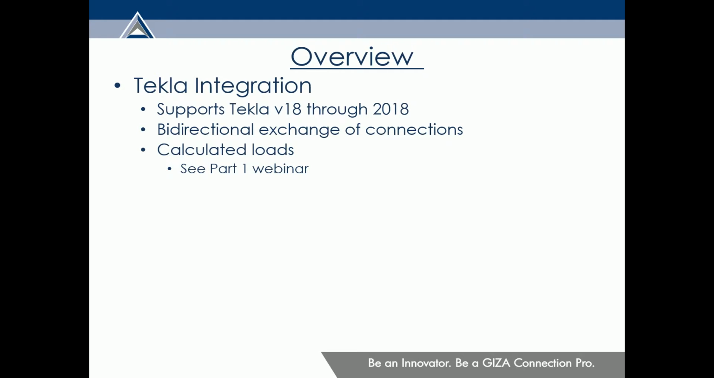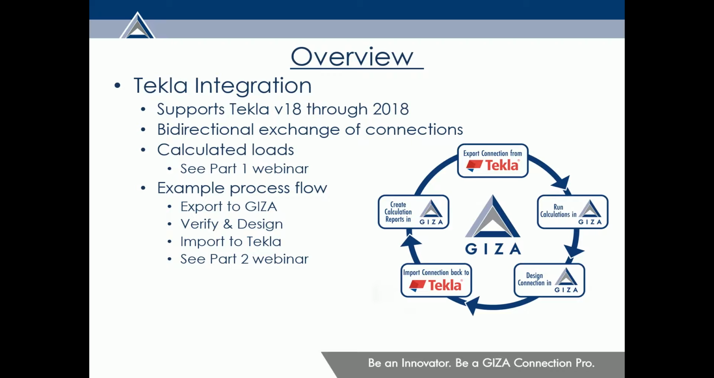Our part one webinar talked about the loading, how the information was brought into the Tekla model regarding the loads. Do I have to manually enter in the end reactions? Can Giza help calculate those automatically? All that information is in the part one webinar. And then part two webinar was the example process flow of the Tekla Giza integration. We walked through those four steps: export connections into Giza, verify and design the connection, import the design back into Tekla. So that was our part two content.